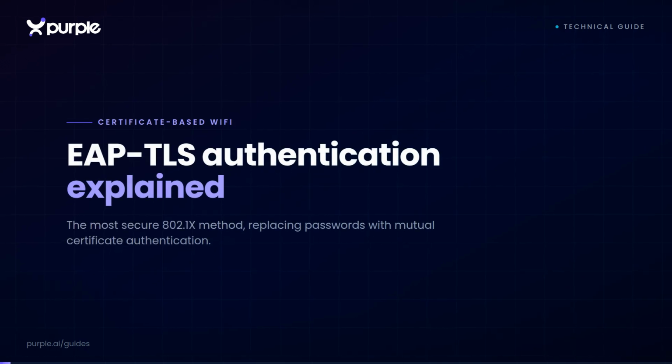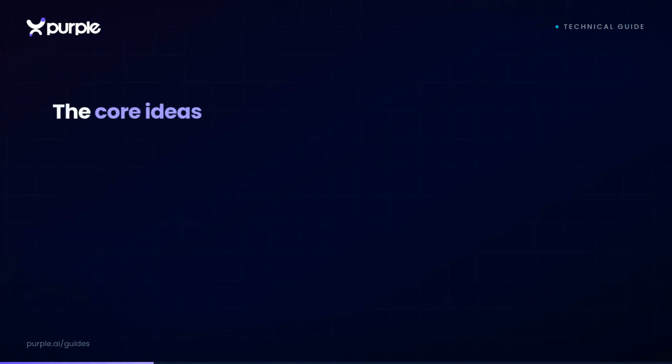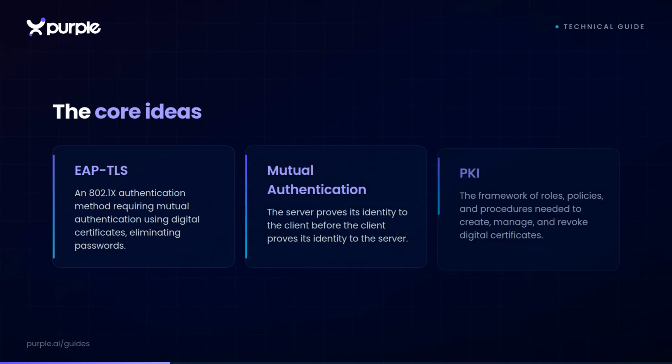Securing enterprise Wi-Fi with passwords is no longer sufficient. EAP-TLS is the most secure 802.1x authentication method, replacing vulnerable passwords with mutual certificate-based authentication. It eliminates the risk of credential theft and evil twin attacks. Three core concepts underpin EAP-TLS.